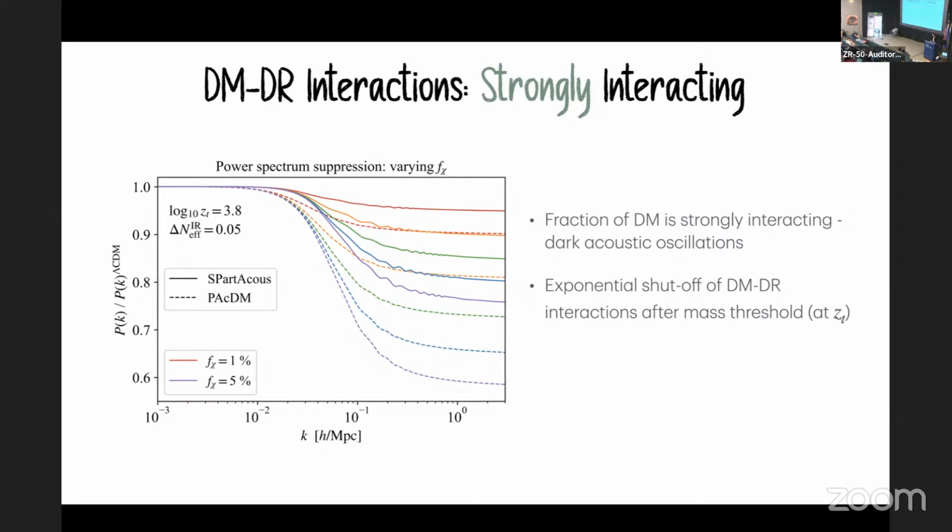And so here, a fraction of the dark matter is strongly interacting. And so you can see some features which look like dark acoustic oscillations in the linear matter power spectrum. Unclear if they'll remain with nonlinear corrections. But then again, the feature is that we have an exponential shutoff of the dark matter, dark radiation interactions. So that looks like a steep decline in the matter power spectrum at the mass threshold. And then again, we have the same feature that the mass threshold tells us when the suppression of the matter power spectrum starts, so what k scale we're looking at.